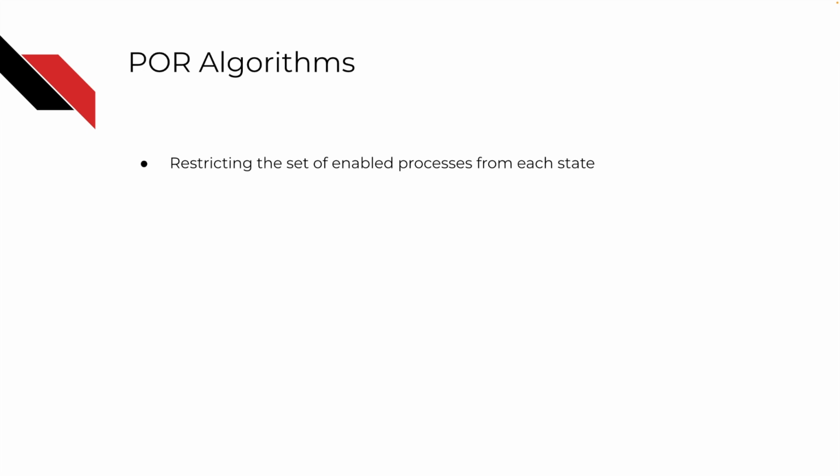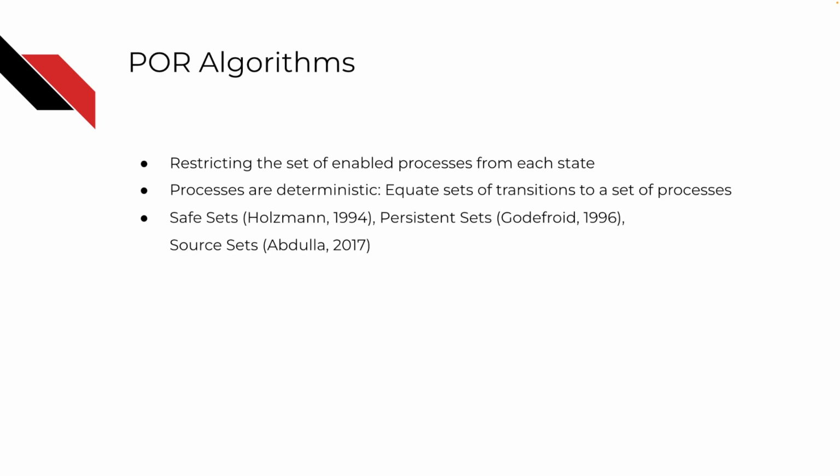Previously, I said POR algorithms are restricting the set of enabled transitions, but actually, the set of executions explored by a POR algorithm is usually defined by restricting the set of processes using the assumption that every process has at most one enabled transition from every state. There are various well-known definitions of these sets of processes such as safe sets, persistent sets, and source sets. Earliest of them is safe sets. Persistent sets generalize others except source sets, and source sets are advancement of the technique based on persistent sets.